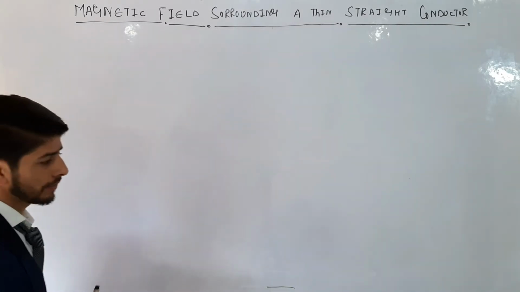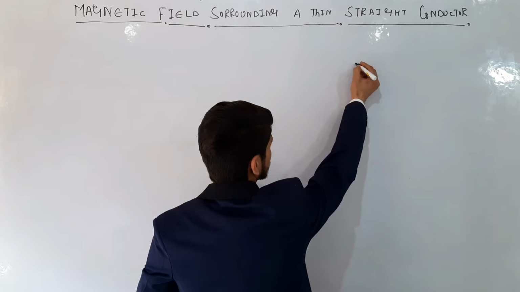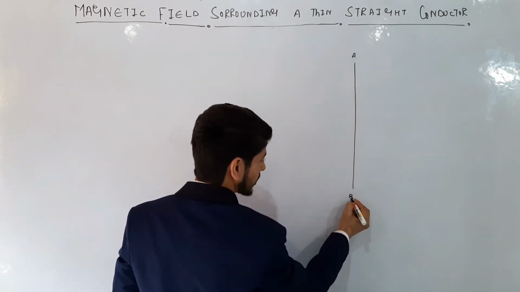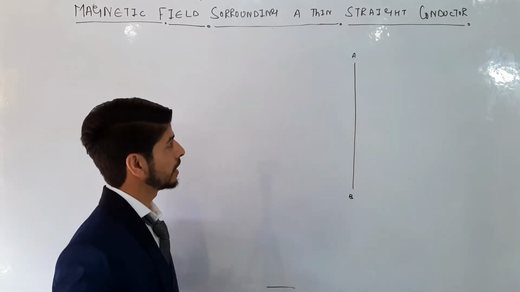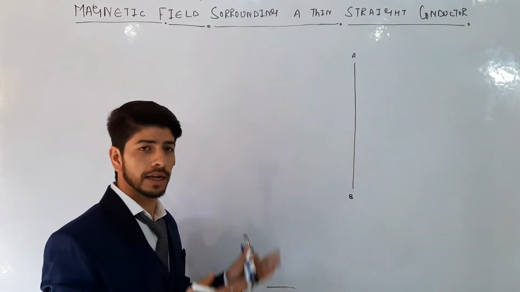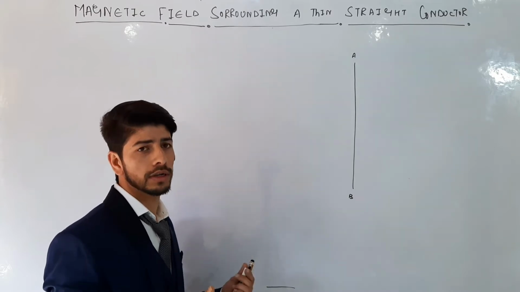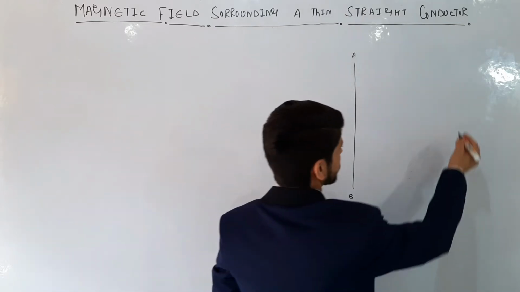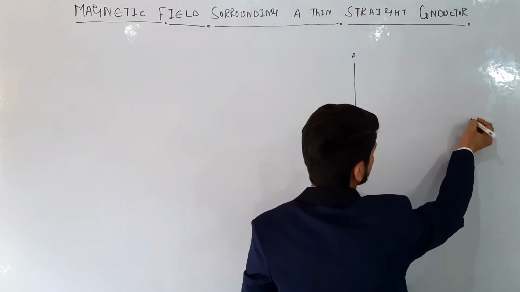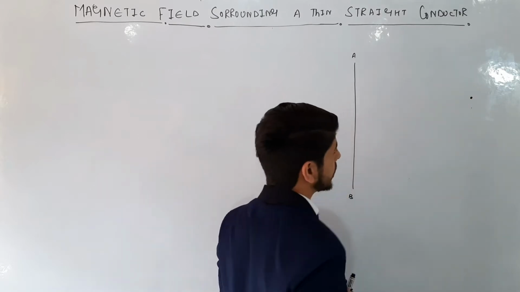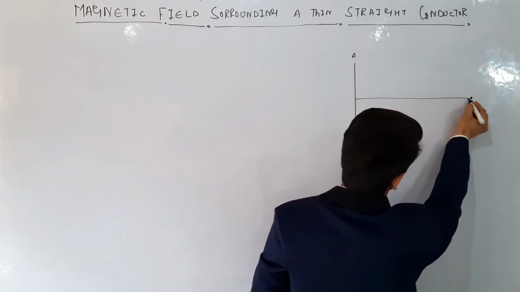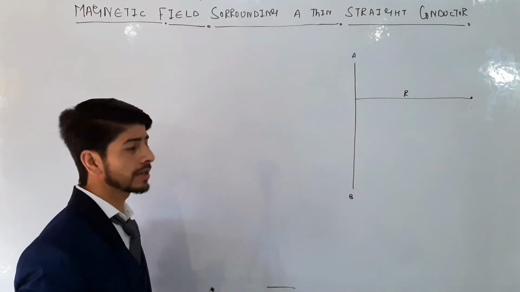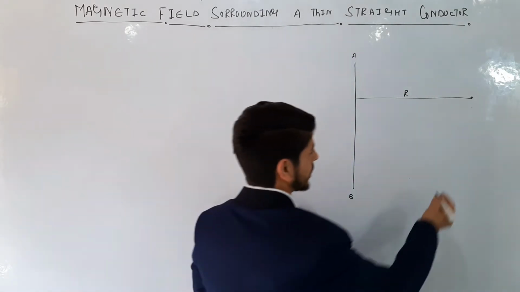Now in order to find the magnetic field, suppose we have a conductor. AB is a long straight conductor whose length is AB. We'll first assume it has some finite length, and after that we will use it as infinite length, for which we'll use some special cases. P is some point which is at a perpendicular distance, suppose R, from this long straight conductor. Here it's a point P.